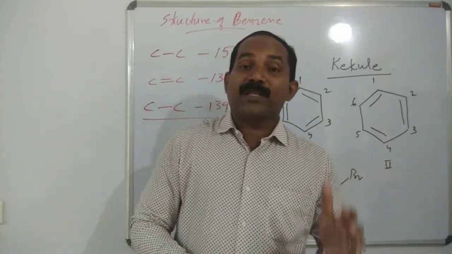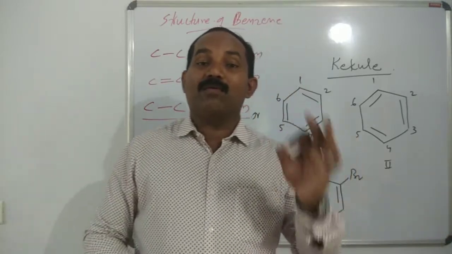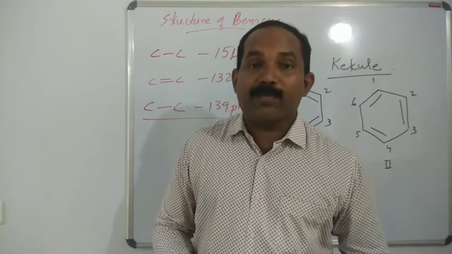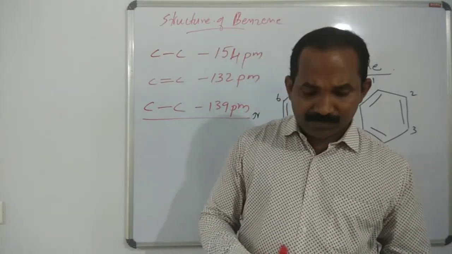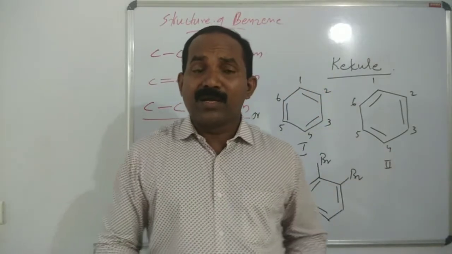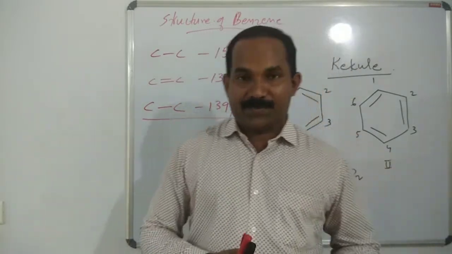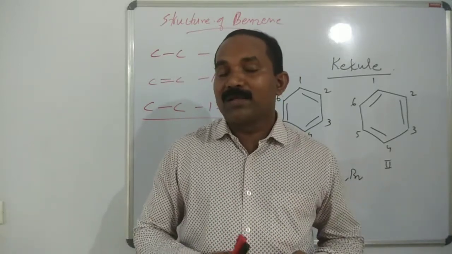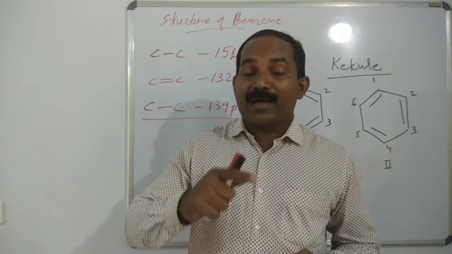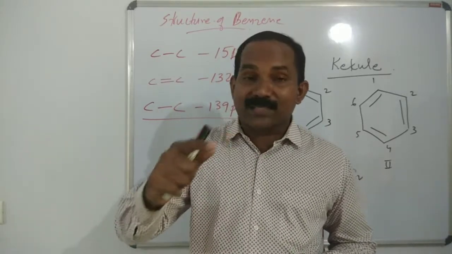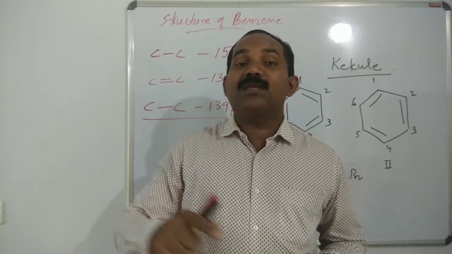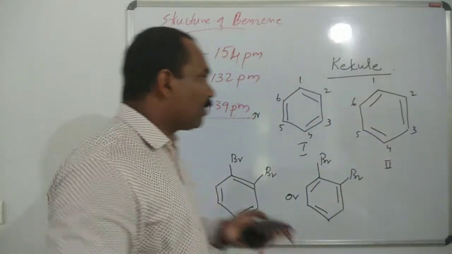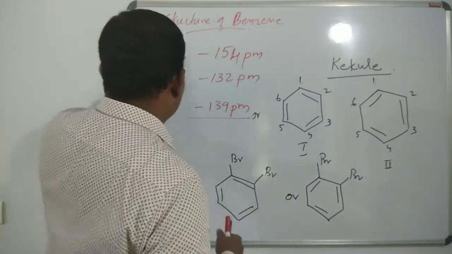So molecular theory explains the bond length of 139 picometer. We know about the valence bond theory. Valence bond theory explains the two possibilities of benzene. But in MO theory, molecular orbital theory, they suggested that the electrons in the 6 carbon atoms are delocalized. The pi bond is delocalized. Let's check what happens in the case of benzene.